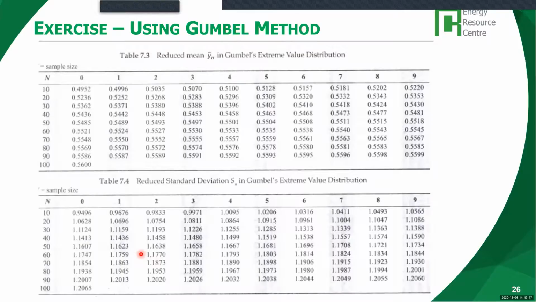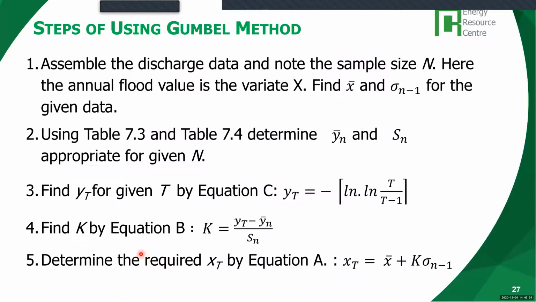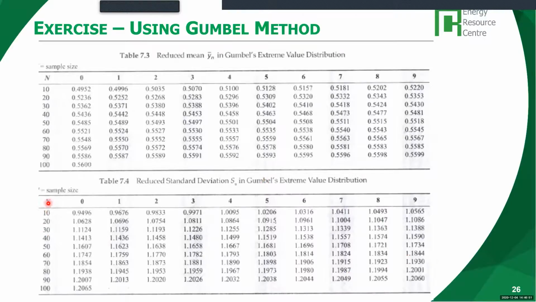You can go to statistical books and get this information, but this is a very simple procedure. The steps we follow are like we did for the flow duration curve. We collect all the discharge data, n number of data, 13 years, 19 years, whatever data. Then we calculate the mean and the standard deviation. Then we get YN and SN from table 7.3, depending on the number of data.